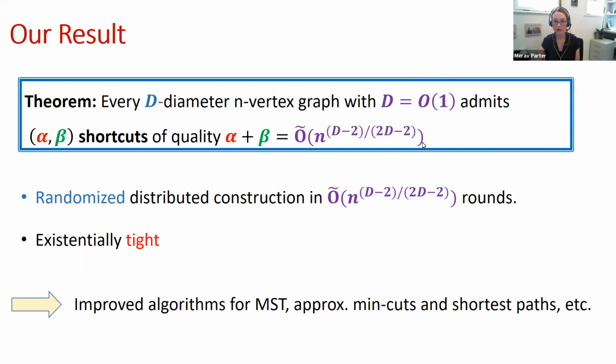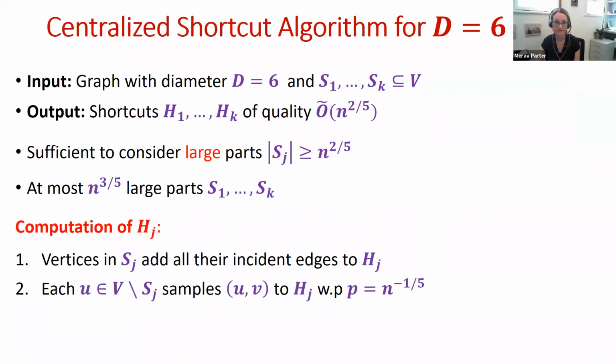Okay, so this is the quality of our shortcuts. We also provide a distributed randomized construction that works in time that is again linear in the quality of the shortcuts. And this is, as we said, existentially tight. Immediately by that, we get improved algorithms with strictly less than square root n rounds for MST, minimum cut, shortest path, etc. All these problems for which we have improved solutions that depend on the quality of the shortcuts.